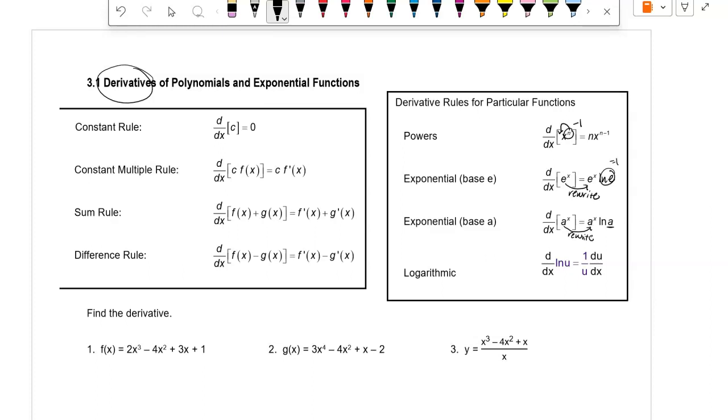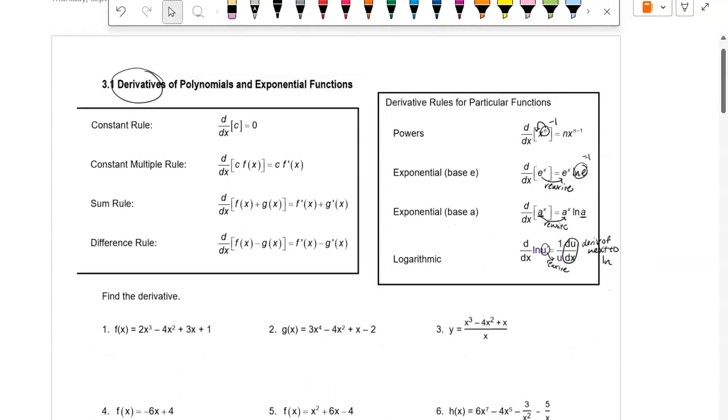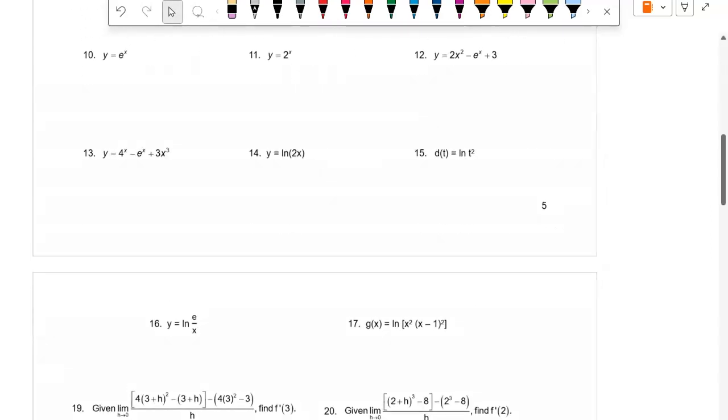With logarithms, you're going to write down 1 over. This is a rewrite. And then what you do is you take the derivative of what's next to natural log. So we're going to apply all these rules and go ahead and finish up our notes from section 3.1.